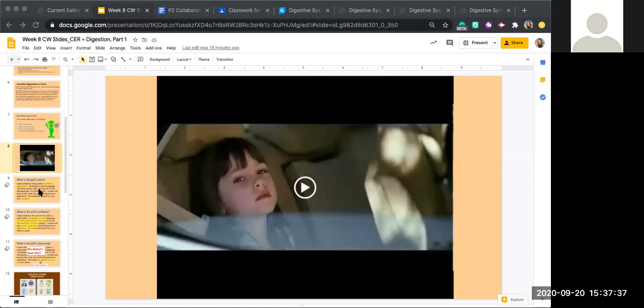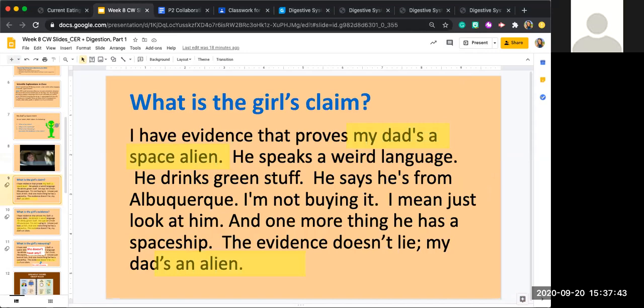Okay, so slide 9. What is the girl's claim? The girl's claim is that I have evidence that proves my dad's a space alien. So she's trying to basically convince everyone that her dad is a space alien. That is her claim.